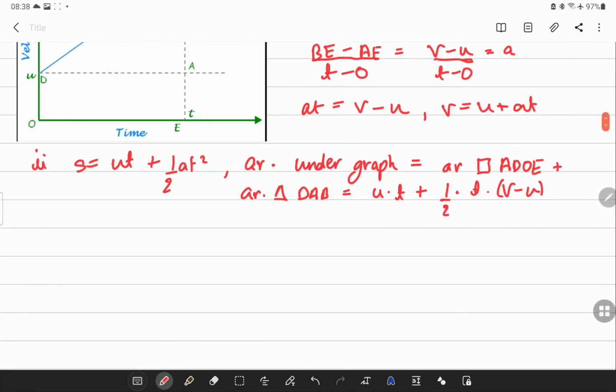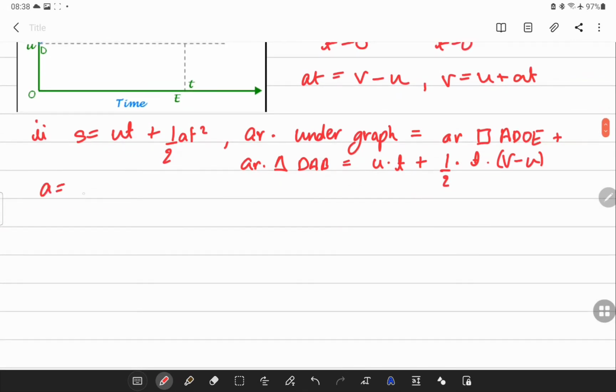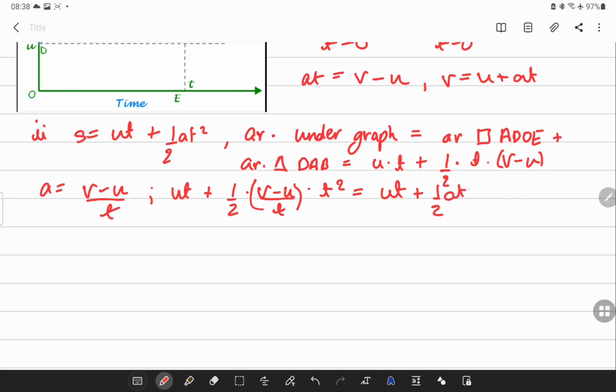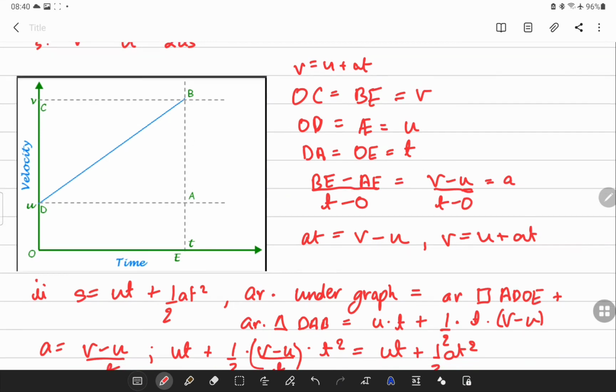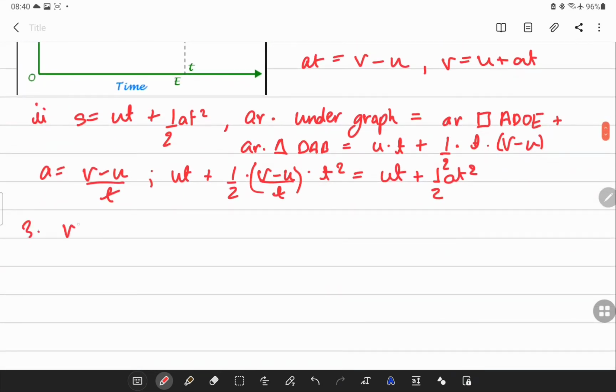Now some might say this equation is still not complete. Yes, that's the thing. Remember how I said a is equal to (v minus u) by t? We can use just that one trick. So it will be equal to ut plus half into (v minus u) by t into t square, which is equal to ut plus half at square. Bingo, second one done. Coming on to the third equation: v square minus u square is equal to 2as.